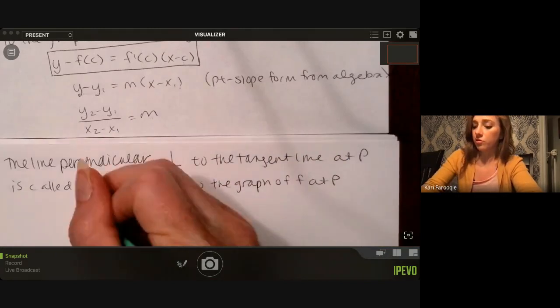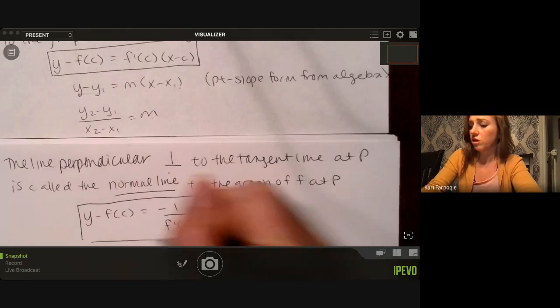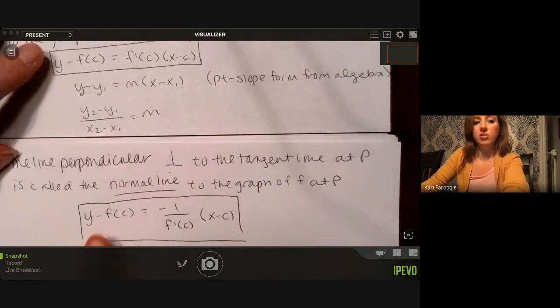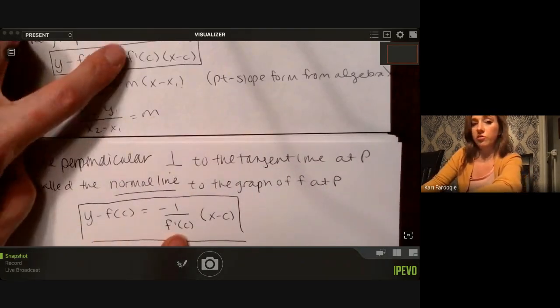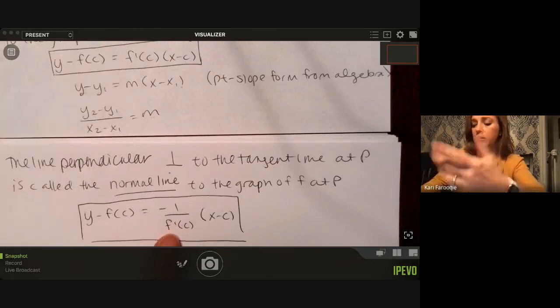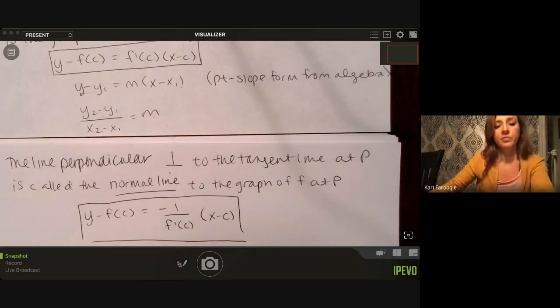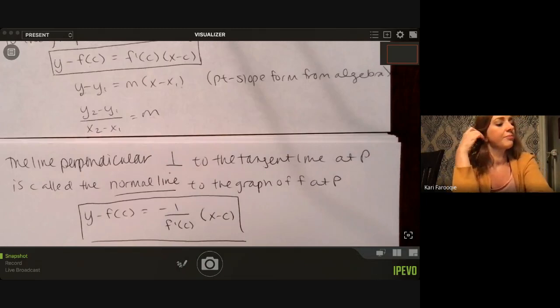So notice for the normal line and the tangent line, everything is the same in these two equations. The only difference is instead of f prime of c, you have negative 1 over f prime of c. Okay. So there's that.